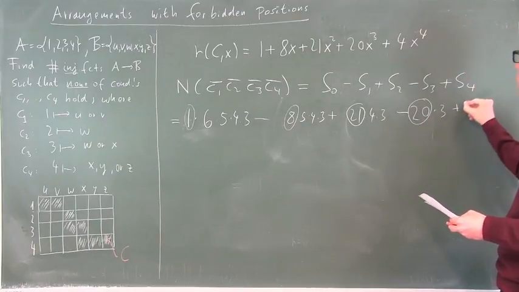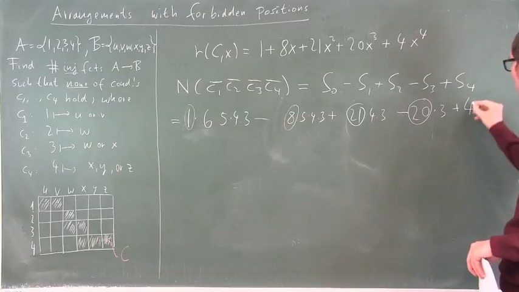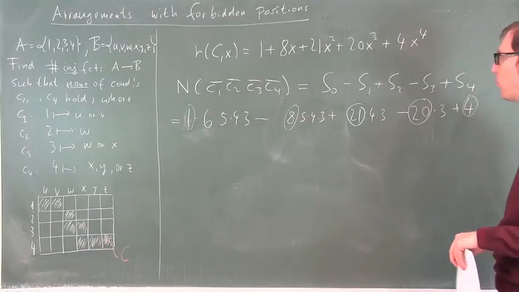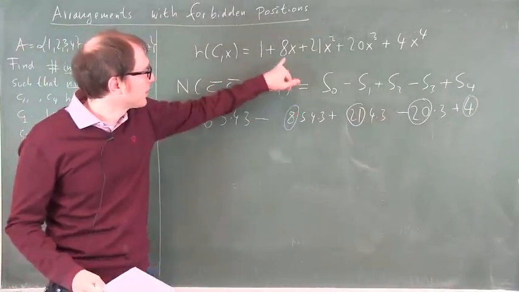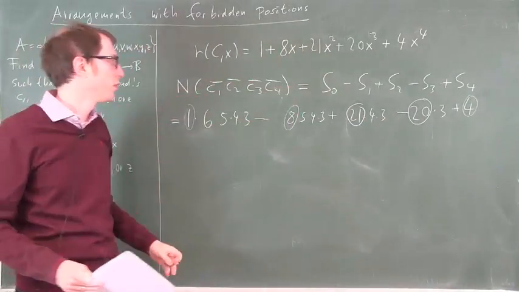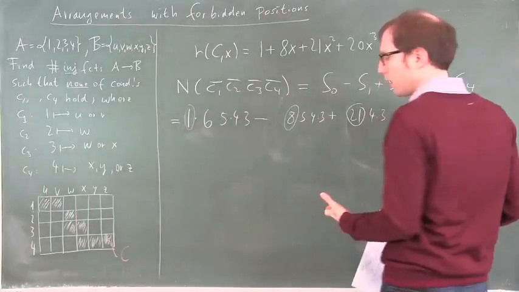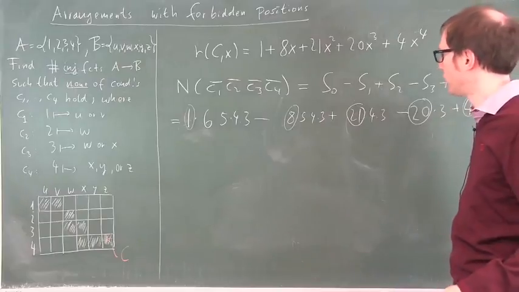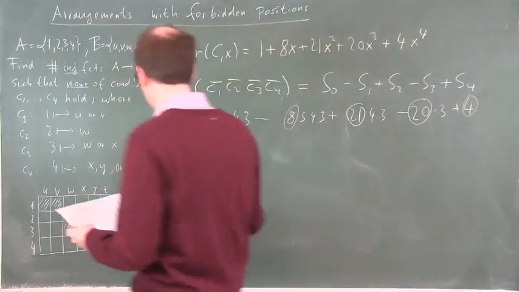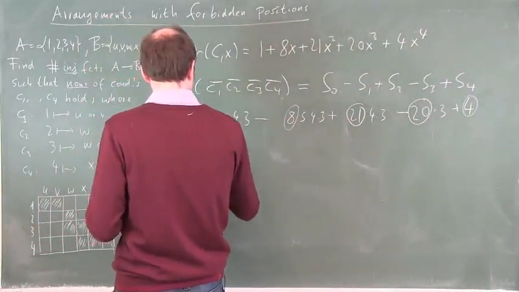And finally plus 4 times 1. And so we see that here these numbers are precisely the coefficients in the rook polynomial. And I really encourage you to meditate a little bit about why this is really true. And so in this case, if you work it all out, you get 76.